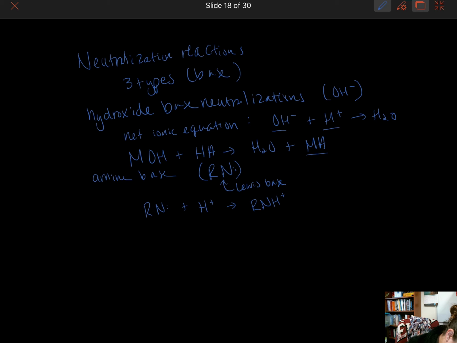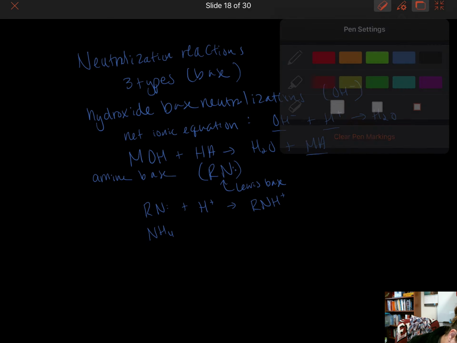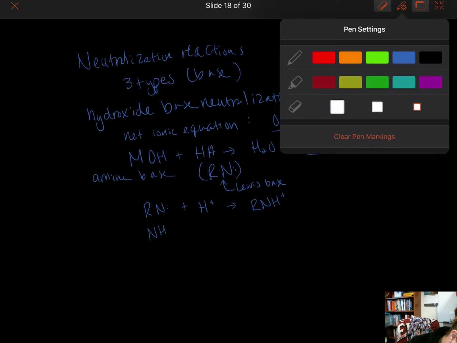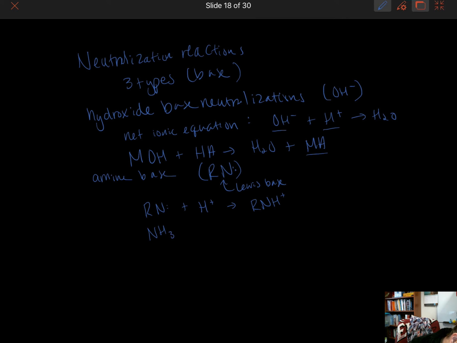So we can have something like NH3 reacting with HCl, and we produce the Lewis adduct NH4Cl. So the hydrogen goes to the ammonia species, and then it becomes a salt, so the anion from the acid attaches and makes one Lewis adduct.